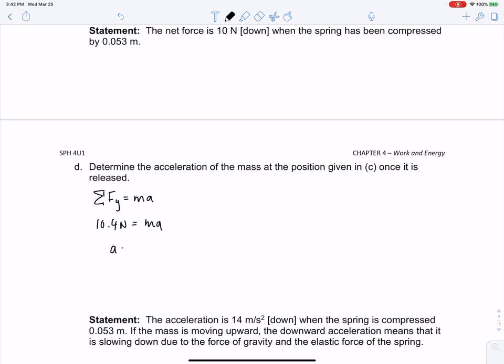If we rearrange, acceleration is equal to 10.4 newtons divided by a mass of 0.75 kilograms. Punch this into your calculator, you end up with an acceleration of 14 meters per second squared. Therefore, the acceleration is 14 meters per second squared down when the spring is compressed 0.053 meters. If the mass is moving upward, the downward acceleration means that it is slowing down due to the force of gravity and the elastic force of the spring.